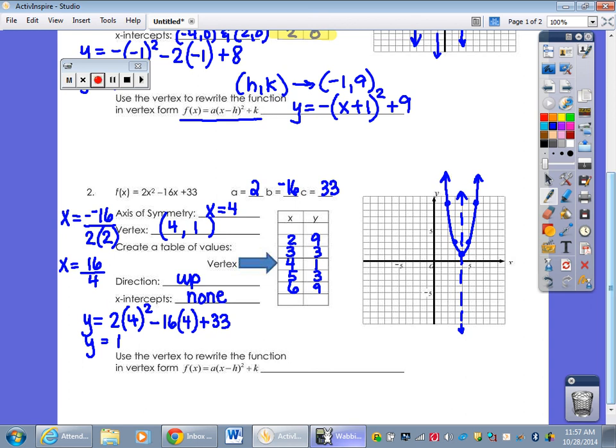All right, so now when we rewrite in vertex form, we're going to do y equals, the a value was 2 in the original equation, so we're going to put a 2 here, parentheses, x minus the h, or the vertex was 4, 1. Okay, and this was h comma k. So my h is 4, so x minus 4, quantity squared, my k value is 1, so plus 1.